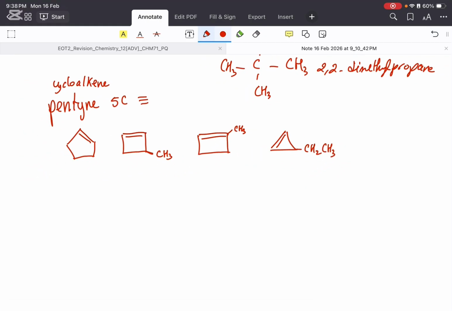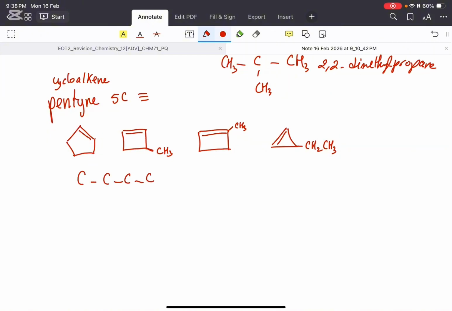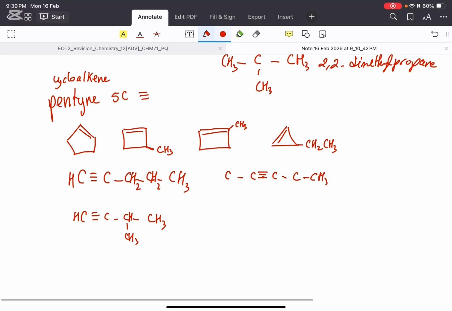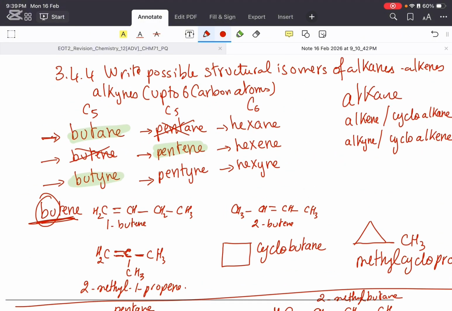Okay, what if I don't want to do cyclic? Can I do isomers for pentyne? Yes, you can do 5 carbons, 1, 2, 3, 4, 5, and have a triple bond on the first. Or you can do 5 carbons and have the triple bond on the second. Or maybe you can do 4 carbons, triple bond on the first, and a branch over here. So all of these are possible structures for isomers that you can draw for pentyne. Don't forget, if they ask you to name, you need to put the name. So that is for pentyne.